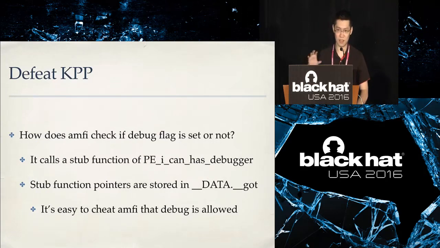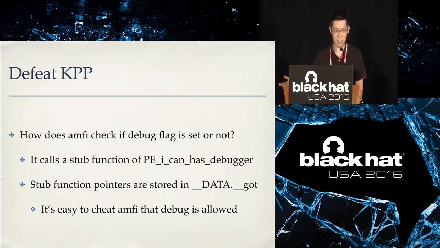Okay, so another way we could defeat KPP, as we mentioned before, is that the GOT section is inside the data, which is marked as RW, and we can modify it. What's this used for? The stub function. For example, the MFI extension needs to know if the system is in debug mode. It needs to call PE_i_can_has_debugger, and this function is exported by the XNU kernel. It cannot implement it itself, so it just calls the function address stored in the stub. It points to the original address of PE_i_can_has_debugger.